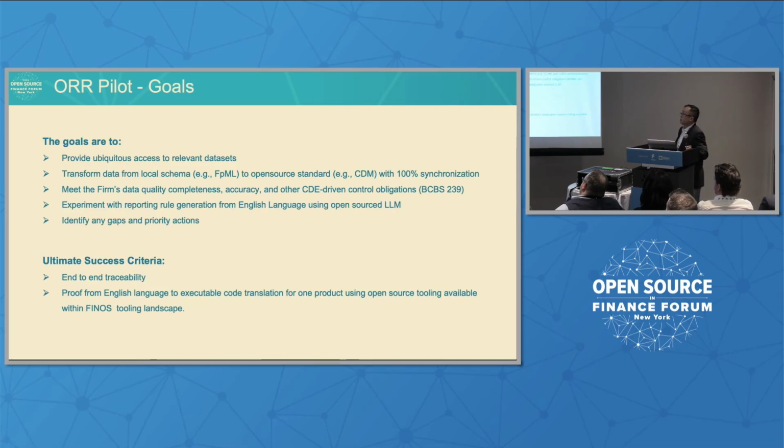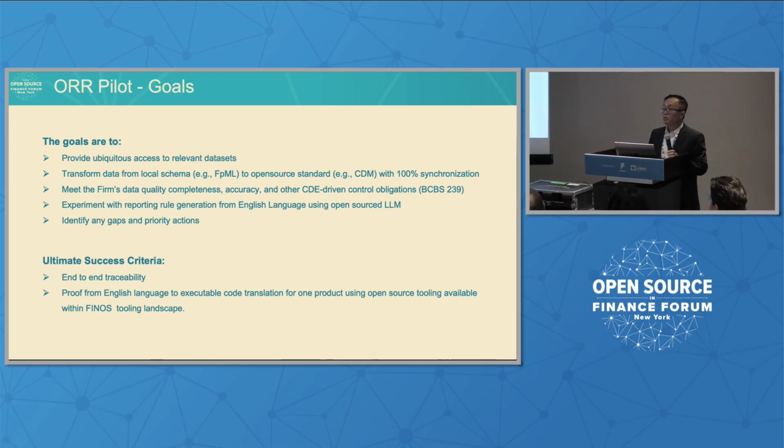So what's the goal for this pilot? With the right access to the relevant data set, the goal is to produce a product which is ready to use, easy to deploy, associated with a synchronized data transformation capability from the local trade model into CDM, and use DRR to generate the report. So it can help companies meet CDE-driven data control obligations, for example, standard data qualifications and data completeness.